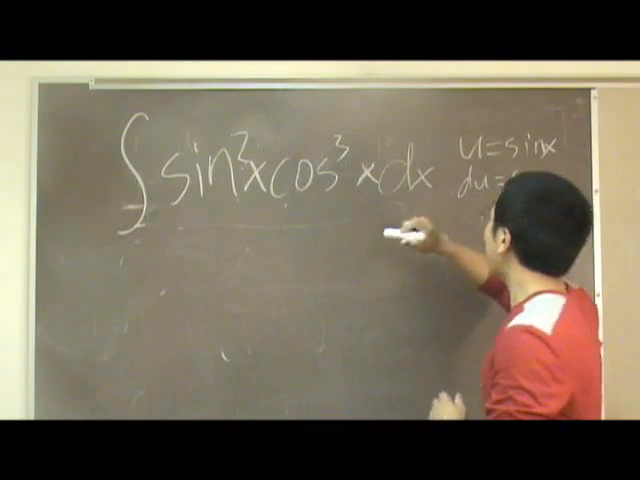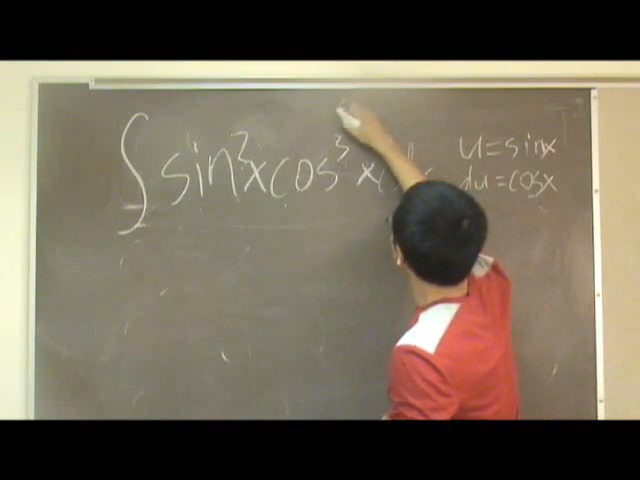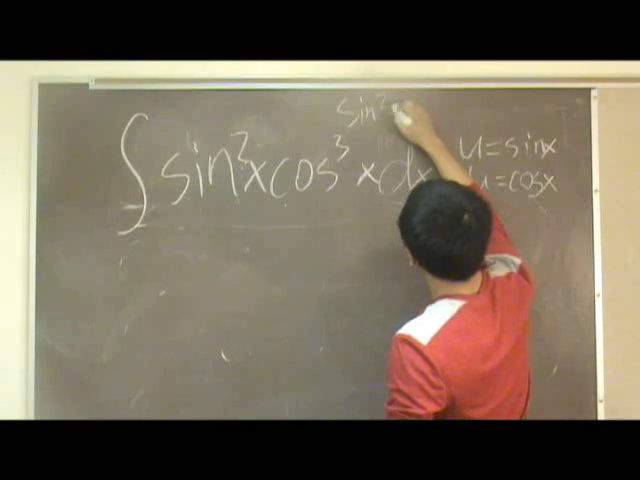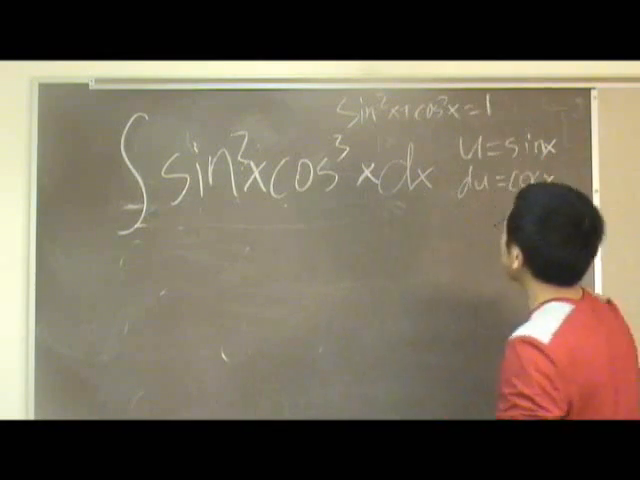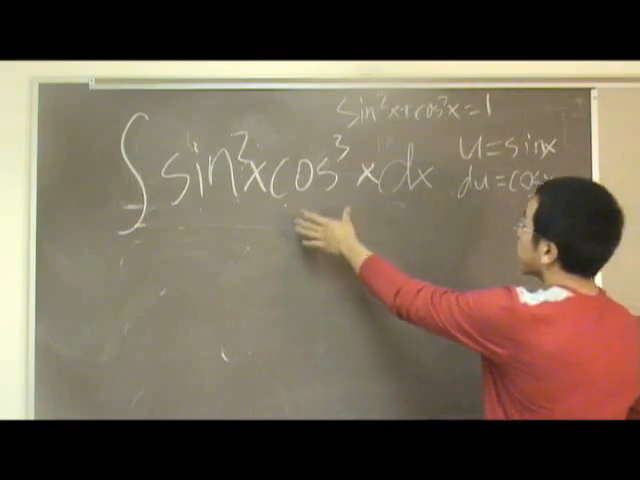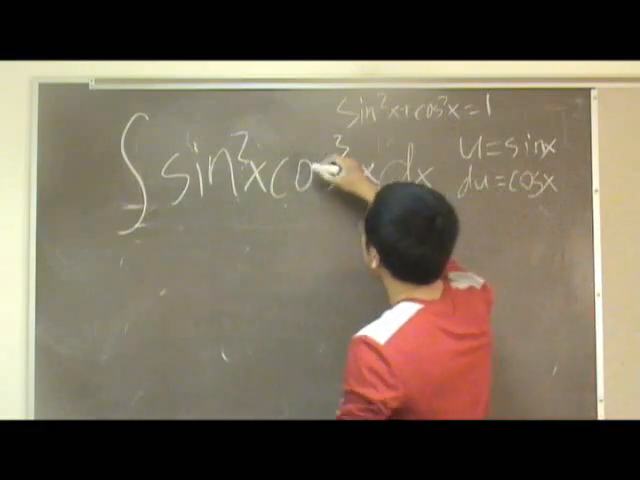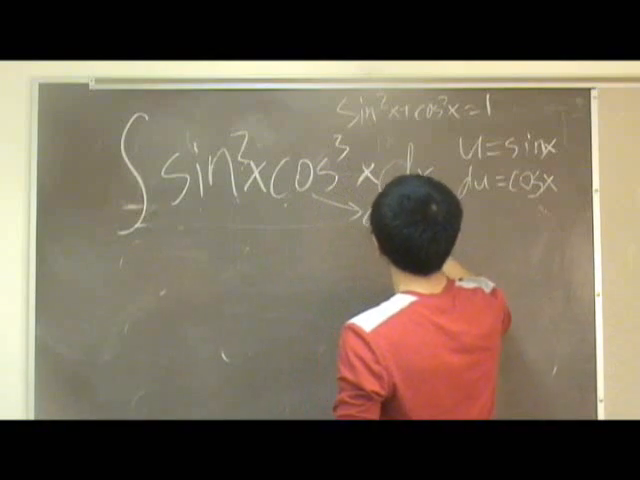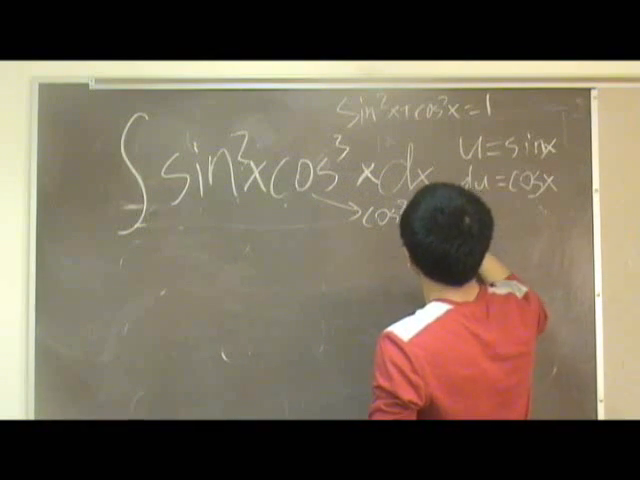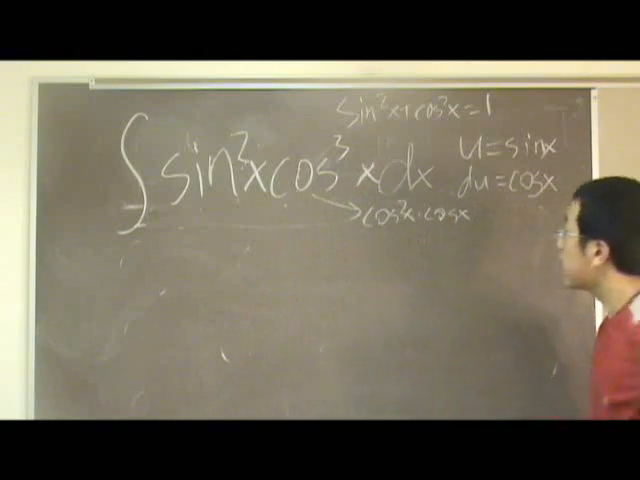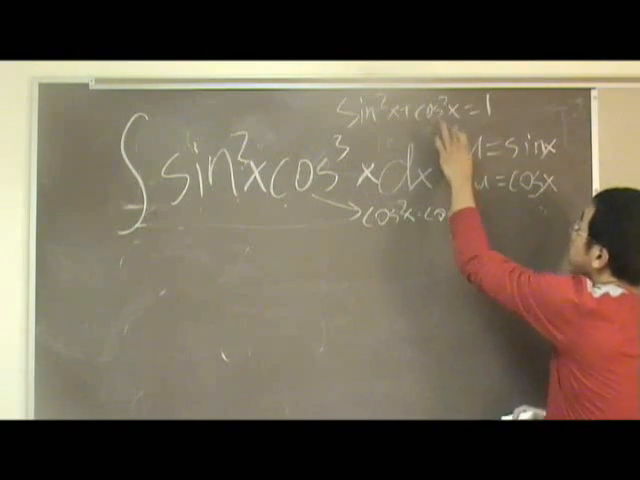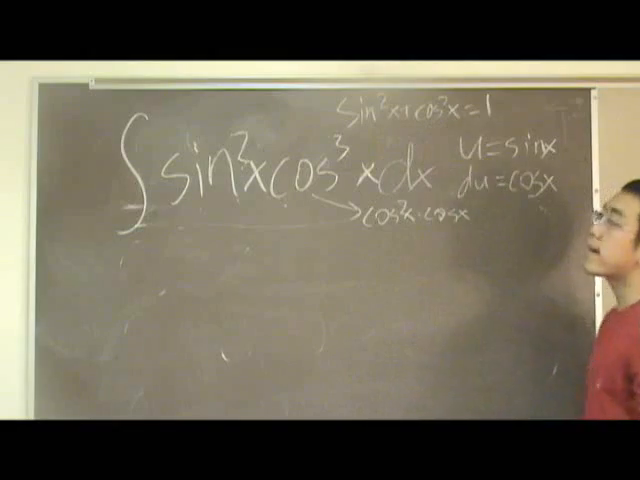Well, since you have the identity sine squared of x plus cosine squared of x equals 1, you can essentially say that if you take this and make it into a cosine squared of x times cosine of x, because this is equal to cosine to the third of x, then cosine squared of x would equal 1 minus sine squared of x.